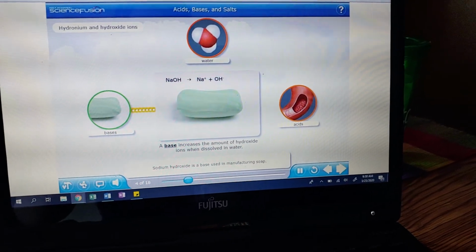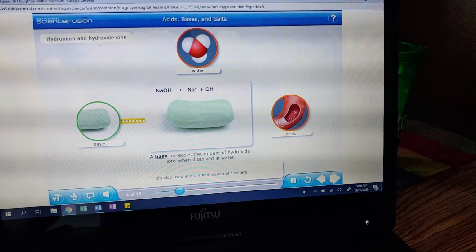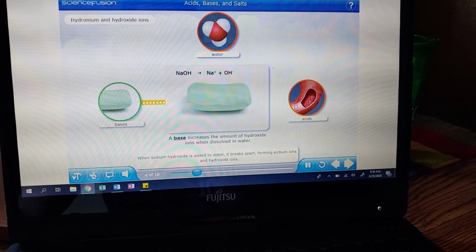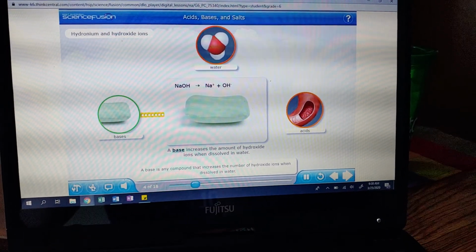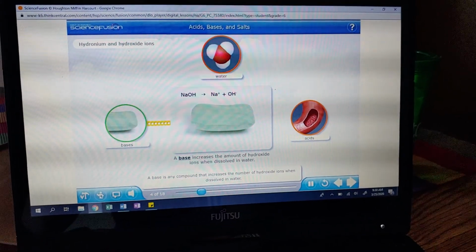Sodium hydroxide is a base used in manufacturing soap. It's also used in drain and industrial cleaners. When sodium hydroxide is added to water, it breaks apart, forming sodium ions and hydroxide ions. A base is any compound that increases the number of hydroxide ions when dissolved in water.